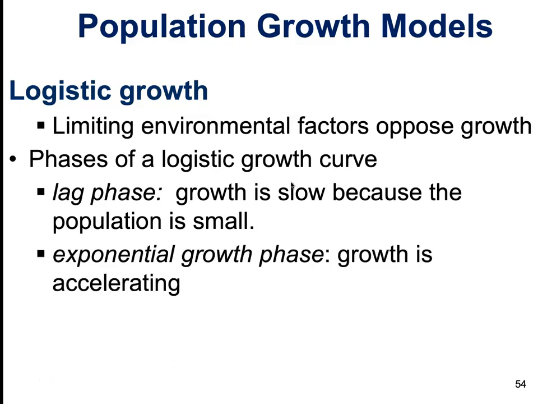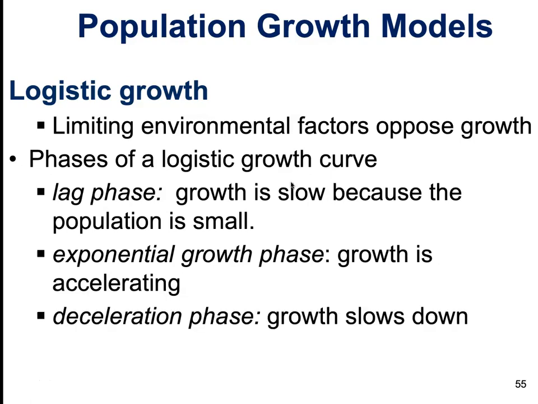Then, just like before, we're going to hit our exponential growth phase. Growth is going to be exponential. We're going to be accelerating really fast. We're going to see huge numbers increasing all at once. At some point, though, that's going to slow down. We're not going to be reproducing quite as quickly as we were before. Food is going to become a little bit scarce. We're still increasing, and the population is still growing in size, but we're not growing quite as fast as we used to.